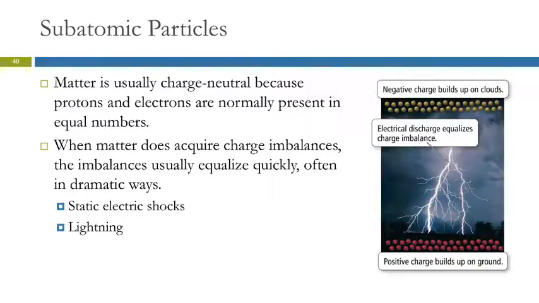Most matter is charge neutral, meaning it doesn't have an overall charge, because protons and electrons are usually present in equal numbers. So this paper doesn't have an overall electric charge on it. That tells me that the number of protons is equal to the number of electrons in this particular piece of paper. You can develop a charge imbalance. This can happen, it doesn't happen as much around here, but I grew up in the Midwest where in the winter the humidity is really, really low.